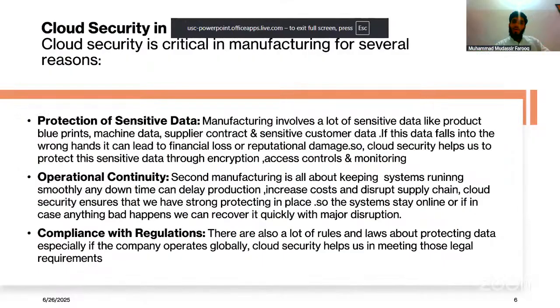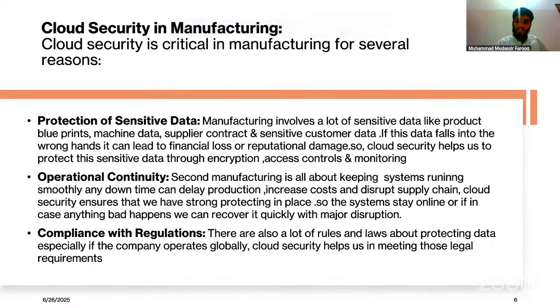So why is cloud security critical in manufacturing? Cloud security is critical in manufacturing for several reasons. The first reason is that manufacturing involves a lot of sensitive data like product blueprints, machine data, supplier contracts, and sensitive customer data. If this data falls into the wrong hands, it can lead to financial loss or reputational damage. So cloud security helps us in protecting this sensitive data through encryption, access control, and monitoring.